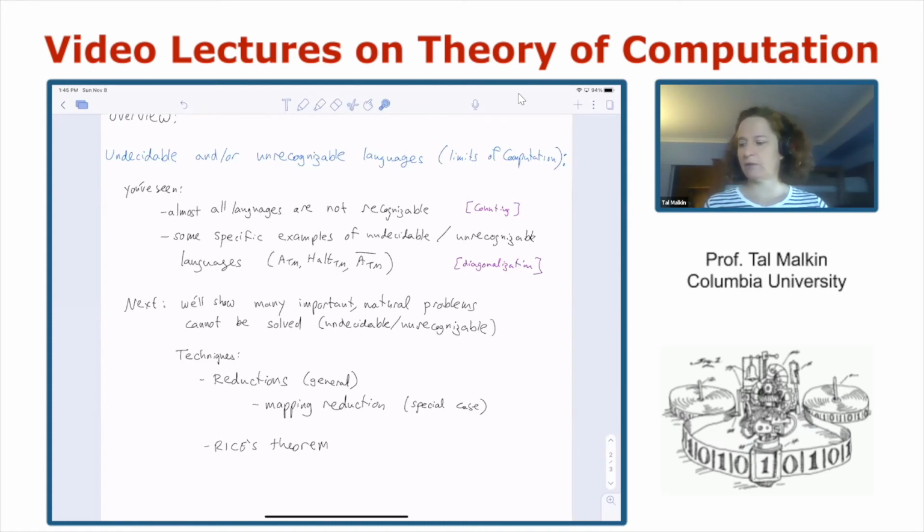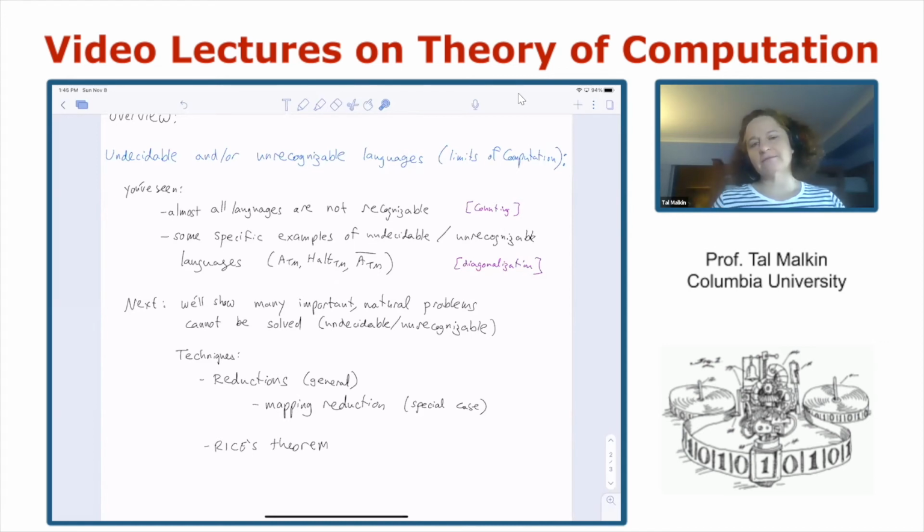you've seen that almost all languages are in fact not Turing machine recognizable, and this can be done by a simple counting argument. And you've also seen some specific examples of languages that are undecidable or unrecognizable, such as the halting problem. And this was done using the technique of diagonalization.